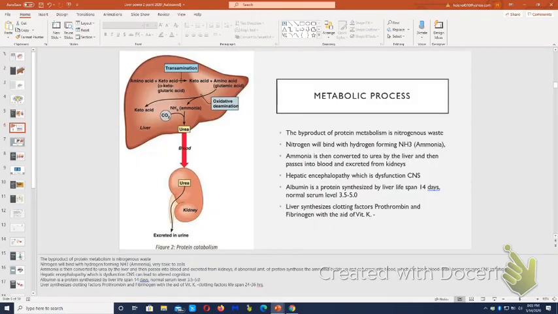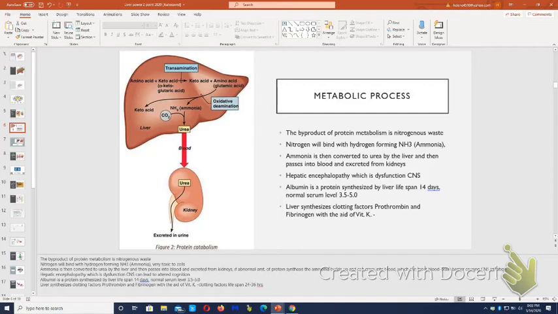Now, this picture shows the breakdown of protein. So basically, in the metabolism, gluconeogenesis is the process of forming new glucose from non-carbohydrate molecules within the liver. Glycogenolysis is the breakdown of glycogen stored in the muscle and liver to release glucose into the bloodstream. And then glycogenesis is the conversion of glucose to glycogen for storage within muscle cells and the liver.